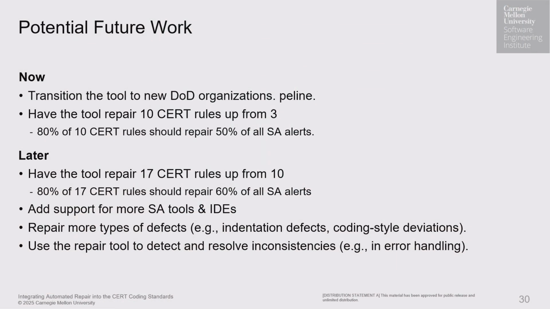We hope to get this tool out to more partners in the DoD in particular and the government in general. We also hope to add more CERT rule support. If we support 10 rules, we figure that will capture about 50% of alerts in at least the daily sample we looked at. If we cover 17 rules, then we would cover 60%. We could also support more static analysis tools and more IDEs. Right now we support Visual Studio Code. So it has a potential for a lot of growth, and it is currently available as an open source code base on GitHub.